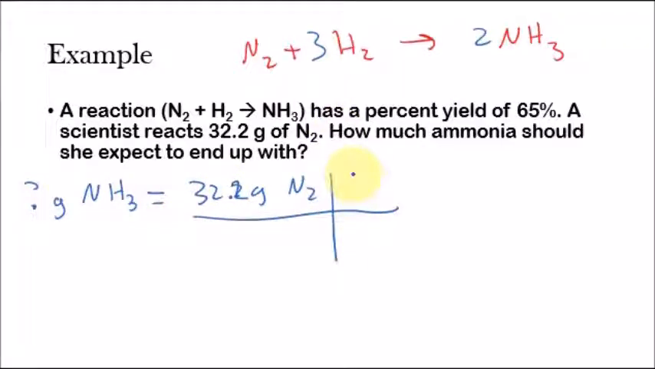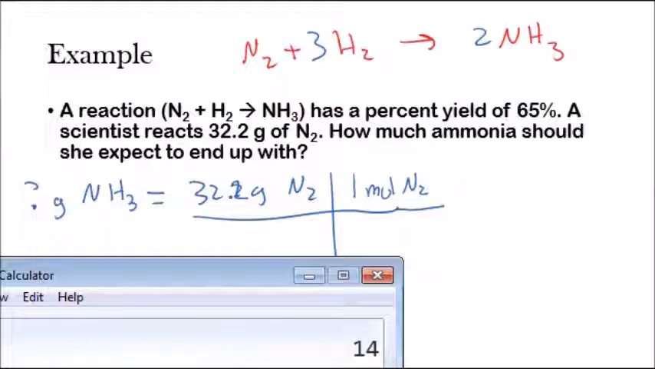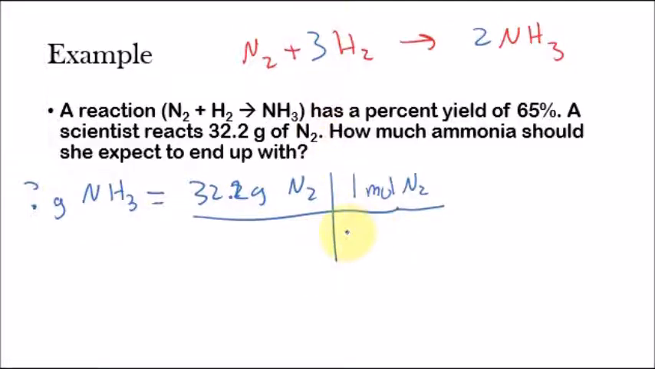moles. So 1 mole of N2 has a mass, let's see, nitrogen has an average atomic mass of 14.007, and then you have to multiply that by 2. So the molar mass of nitrogen gas N2 is 28.014.